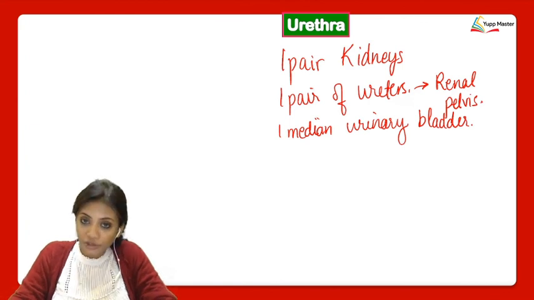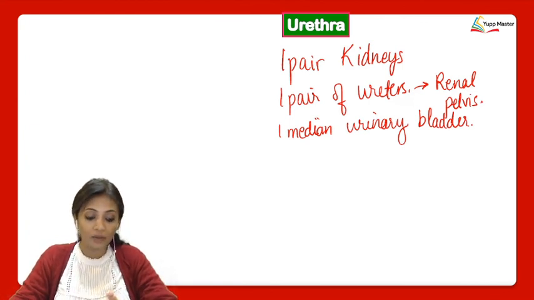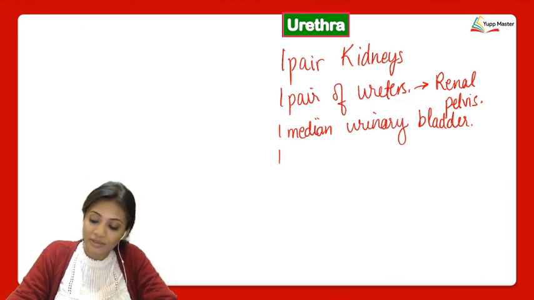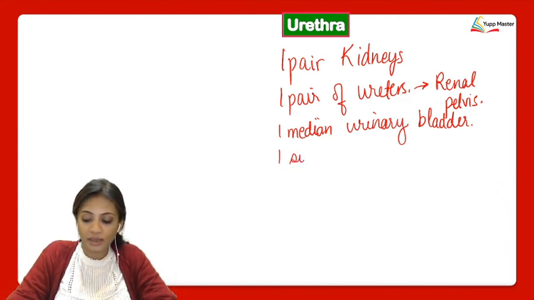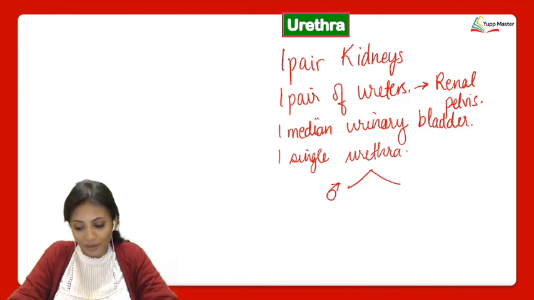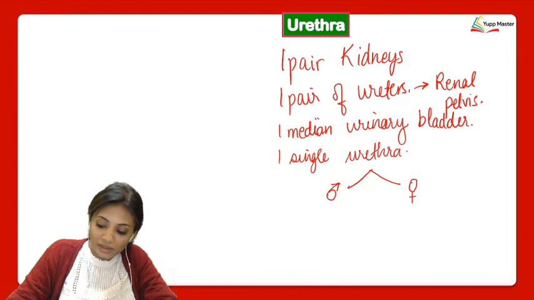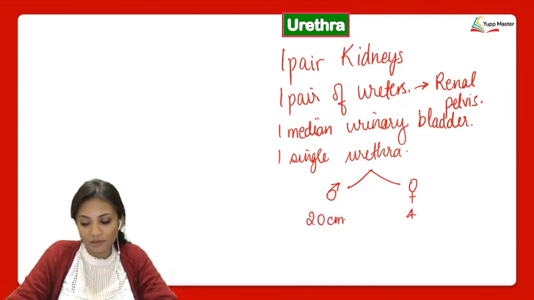After the urinary bladder, taking the urine that has been formed to the outside is done by one single urethra. Remember, this urethra is different in length for males and females. Males, I'll write this sign over here, and for females I'll denote it by this sign. In males it is around 20 centimeters and in females around 4 centimeters.